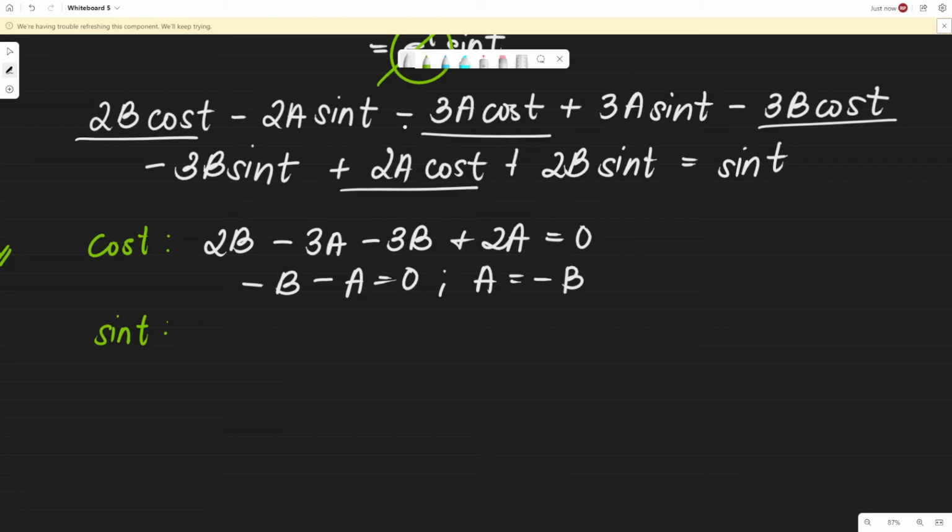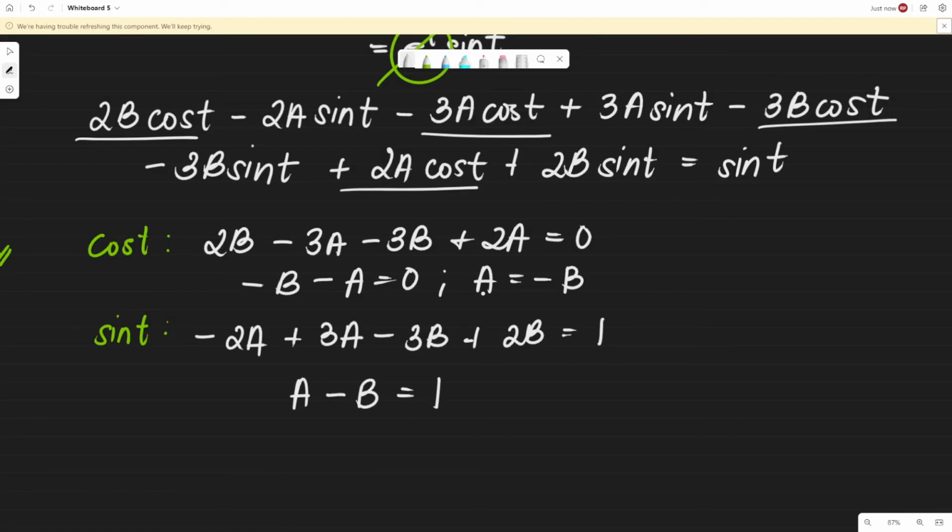For sin t naman, so we have negative 2a plus 3a minus 3b plus 2b is equal to 1. Okay, kasi 1 yung numerical coefficient ng sin t sa kanan. So, simplifying, so we have here a minus b is equivalent to 1. So, since a is equal to negative b, so we have negative b minus b is equivalent to 1. So we have negative 2b is equivalent to 1. B is equivalent to negative 1 half.